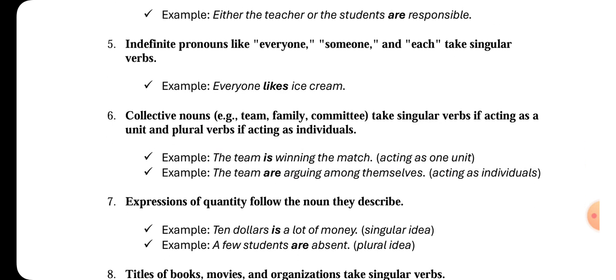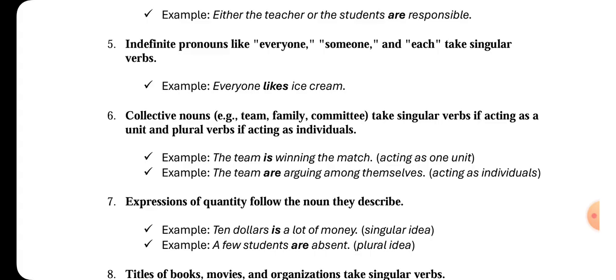Collective nouns, for example team, family, committee. A collective noun like a team or a club is called a collective noun. A collective noun takes a singular verb if acting as a unit, and a plural verb if acting as individuals. So it should take a singular verb if it is acting as a unit, if they are together, something like a club or a family. The family is good. Do you get it? But if the family are acting as individuals within the family, then you have to use the plural.